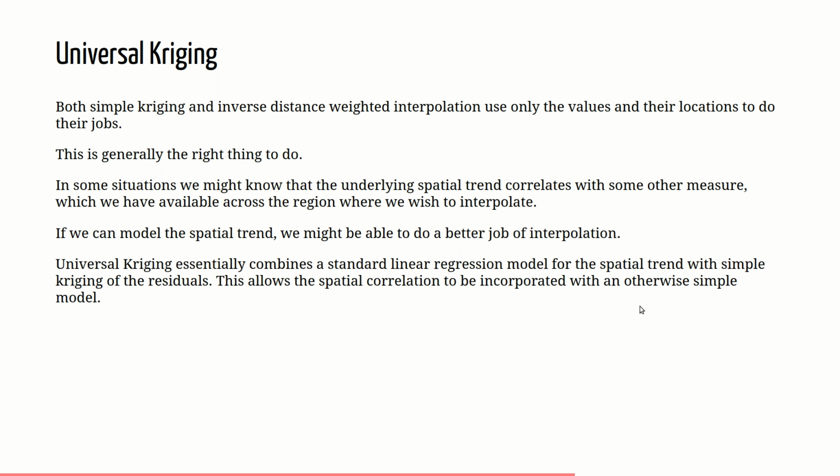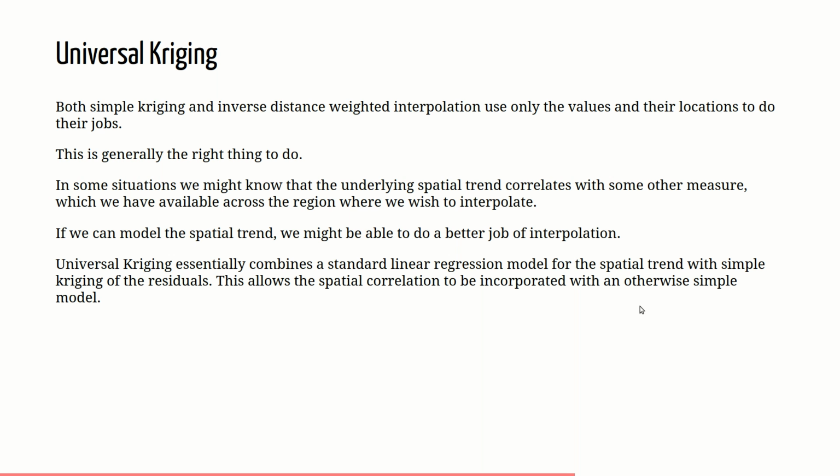So if you have that sort of thing, it makes sense to use it. If you don't, then it makes sense to not try and use it, right? So simple kriging is often the best thing to do in many situations, unless you know that you've got a set of covariates that you've measured everywhere and that will correlate well with the thing that you haven't measured everywhere.